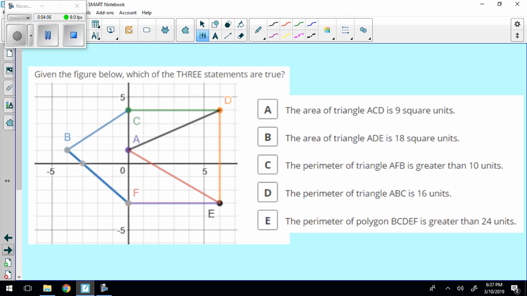The area of triangle ACD is 9 square units. ACD is this triangle that I'll highlight here in blue. It happens to be a right triangle. The vertical side is 3. The horizontal side is 6. So the triangle ACD is 1/2 times 3 times 6, which equals 9. So this is a true statement. We will use this one.